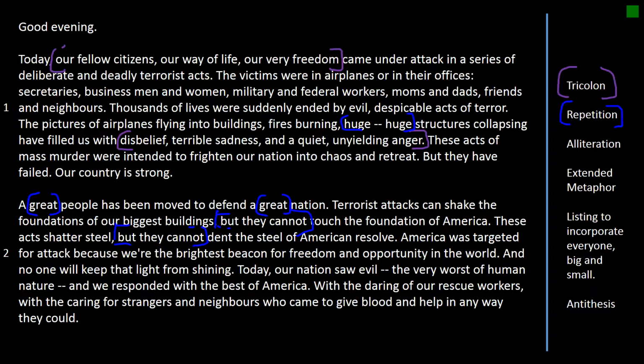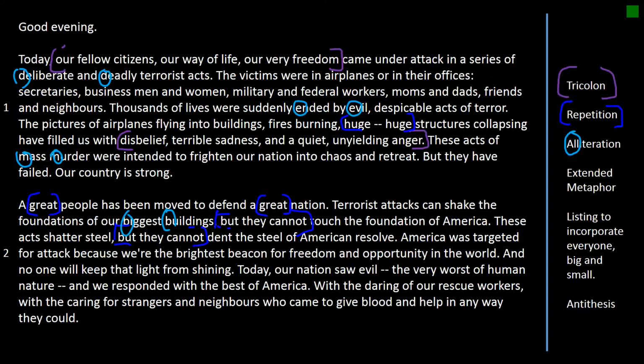Alliteration is the repetition of our starting sounds, okay, and there's quite a fair bit of this used within this speech. We have deliberate and deadly in the first section, ended by evil in the middle of the first paragraph, and then mass murder in our second last line here. In our second paragraph, we have our biggest buildings, our only example of alliteration that I found.